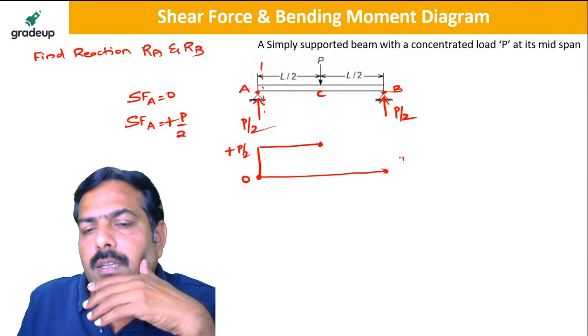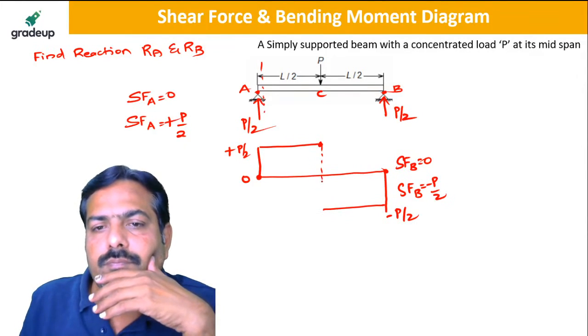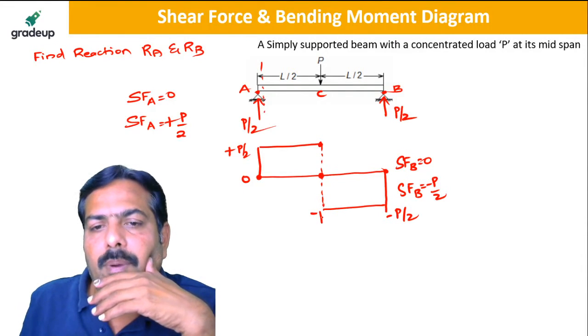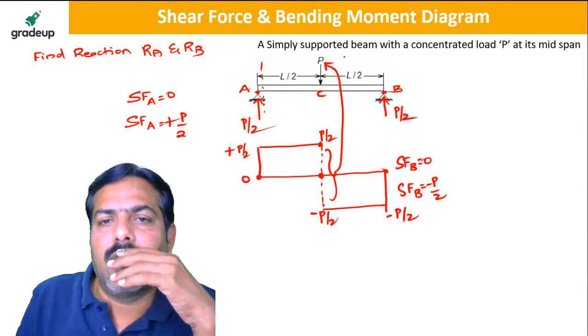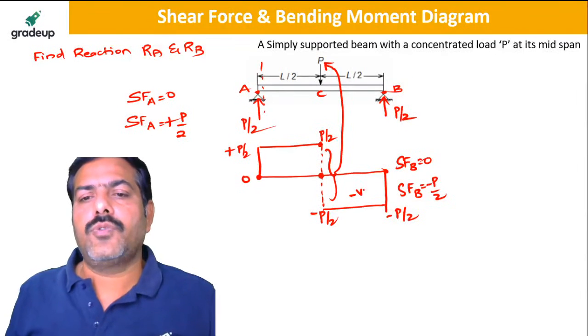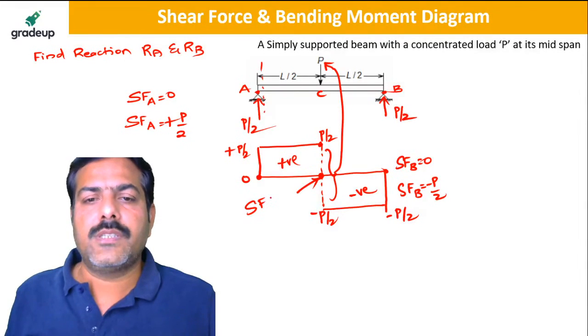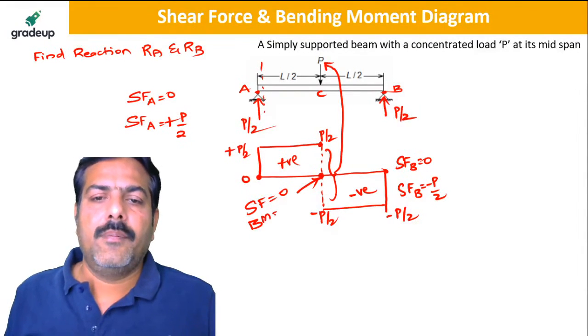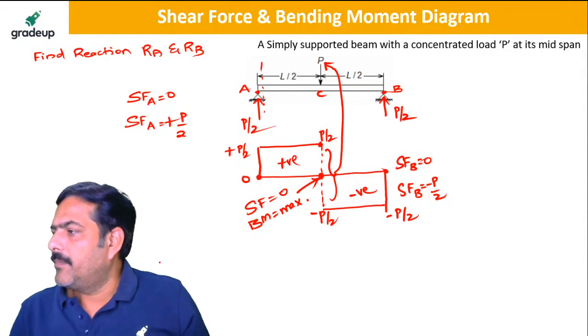And here the shear force at B is equal to 0, and then the shear force at B is minus P by 2. So it will go to minus P by 2, constant up to this. At this point, it will vary from minus P by 2 to plus P by 2, and the difference is equal to the load itself. So this is negative shear force, this is positive shear force, and this is the point where the shear force is equal to 0, which means bending moment is maximum. Is this clear?